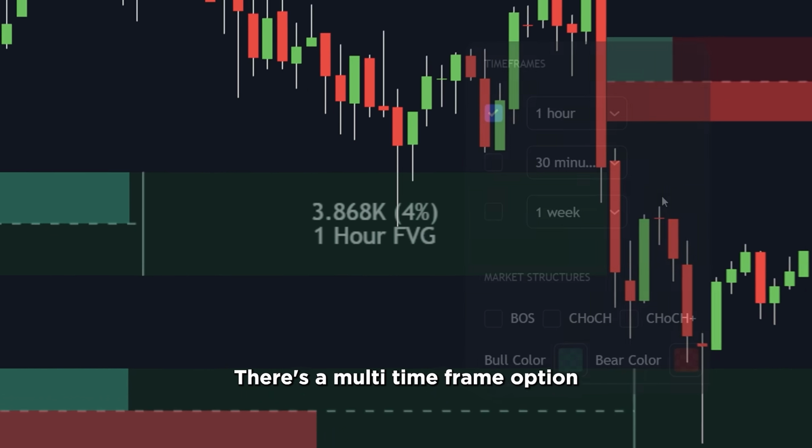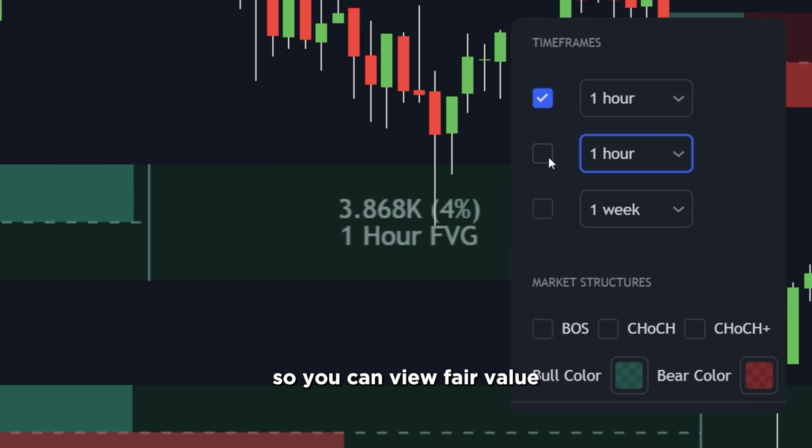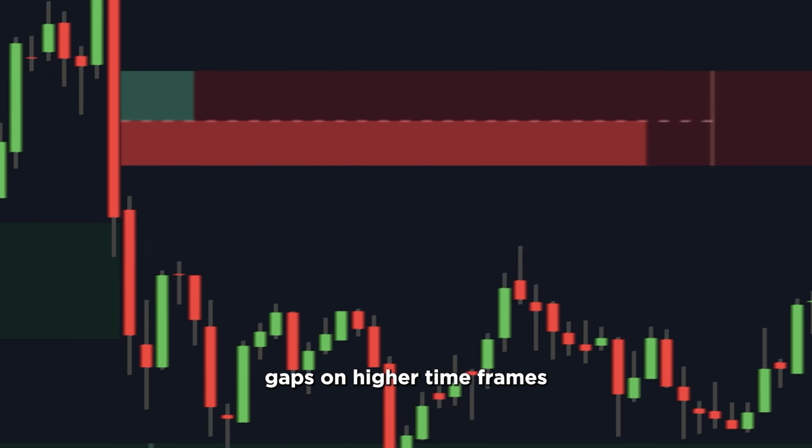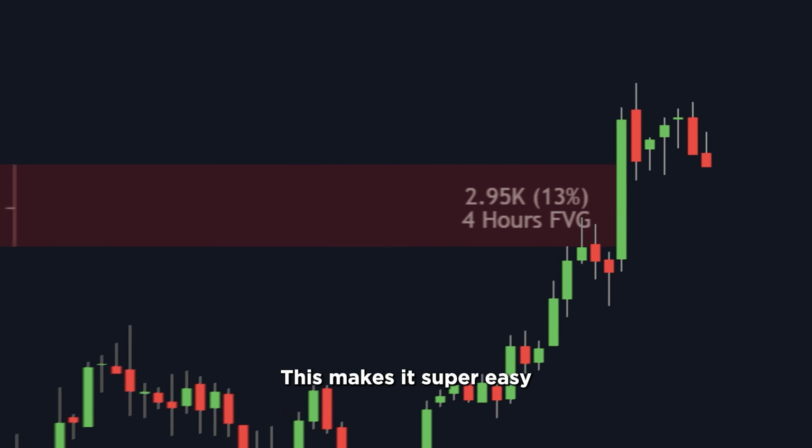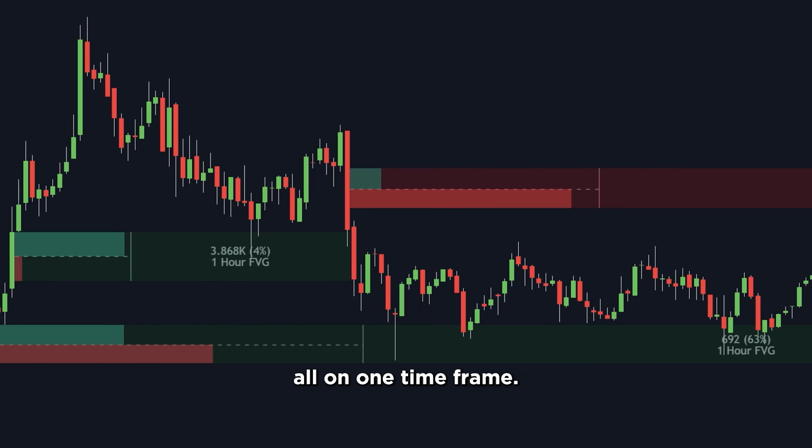There's a multi-time frame option for these fair value gaps, so you can view fair value gaps on higher time frames without having to switch between your chart time frame. This makes it super easy to see the bigger picture all on one time frame.